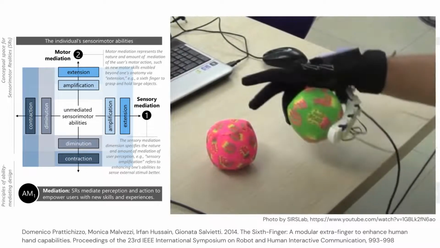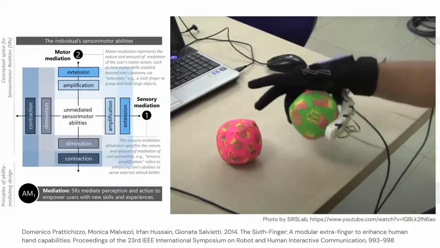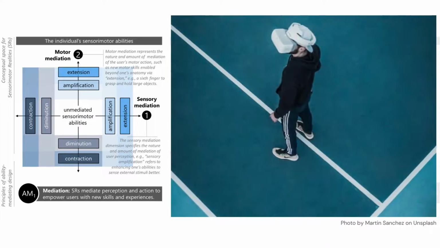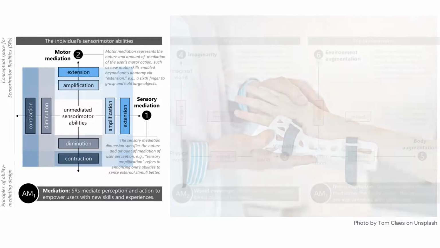Also, new motor skills can be enabled beyond one's anatomy, such as a 6th finger to grasp and hold large objects. Opposed to amplification, we identify sensory diminution, where one's sensory abilities are purposely worsened. And opposed to extension, we identify sensory contraction, where an entire sensory ability is refused to the user, such as virtual training with simulated hearing loss.